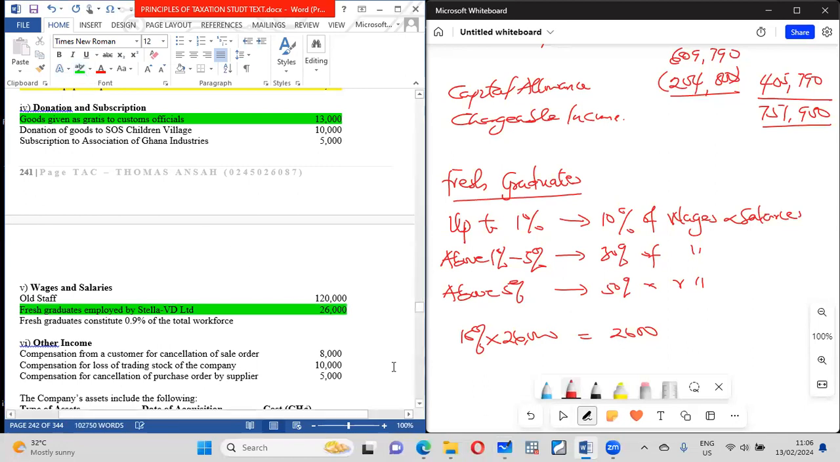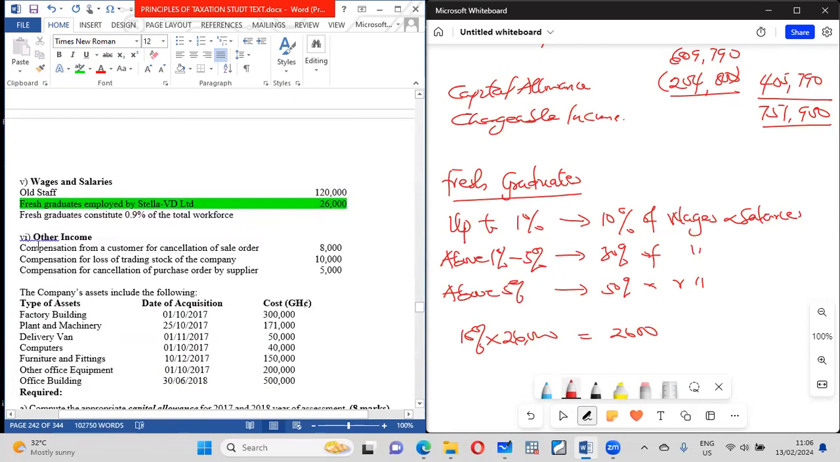Let me color it. Then other income: we are told that compensation was received from cancellation of a sale order, so a customer canceled the sales order. Then the compensation for loss of trading stock, sorry, that is 10,000 also. You lost trading stock of 10,000, and perhaps you are gaining that. Then there's another compensation for cancellation of a purchase order by a supplier. Inside all these, the one you should take good note of is the one that concerns the trading stock. So these are your other income.